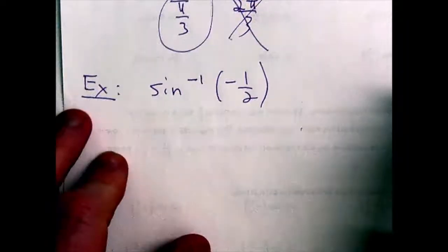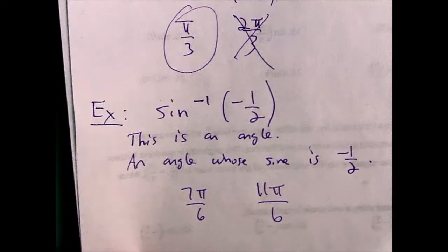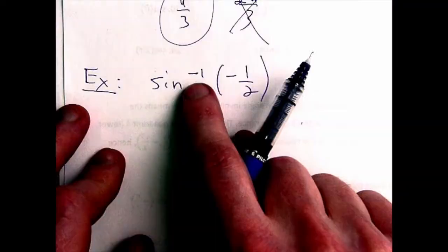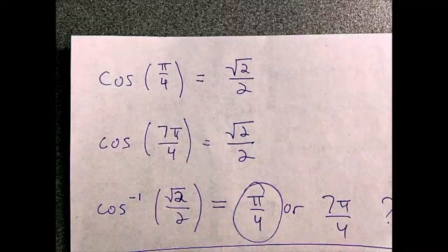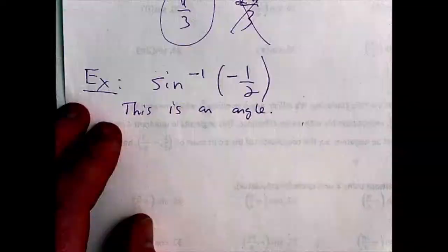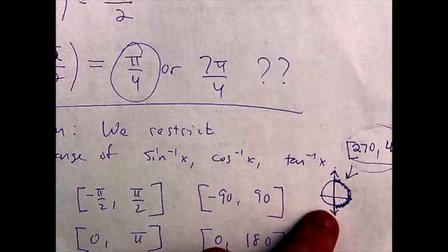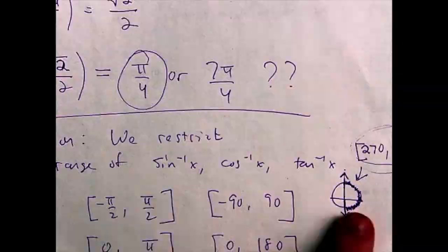Now let's think carefully about what this is. This is an inverse trig function, and therefore the inverse sine of negative 1/2, what kind of an object is it? It's an angle. So whatever the answer winds up being, this is some kind of an angle. That's what the inverse trig functions produce.